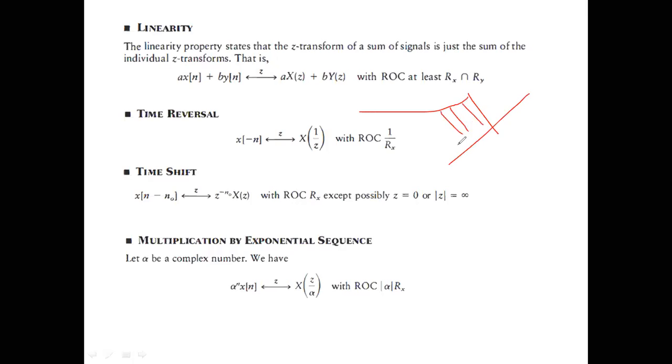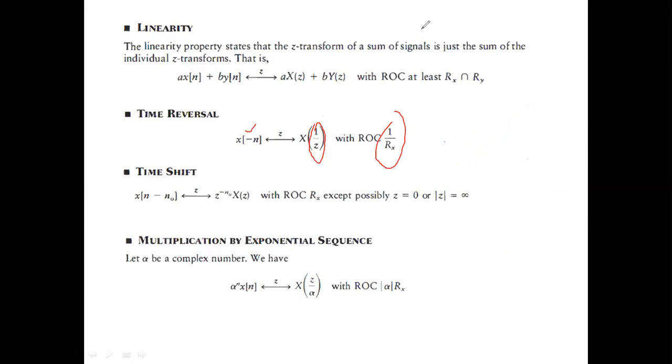Say u of n is replaced by alpha to the power n into u of n. Now every n is replaced by minus n. Then the signal becomes alpha to the power minus n into u of minus n. That's how the signal is going to turn out to be. In such a case, your entire z in your answer, every z shall be replaced by 1 by z. Every ROC border shall be replaced by 1 by the ROC. That's what time reversal means.